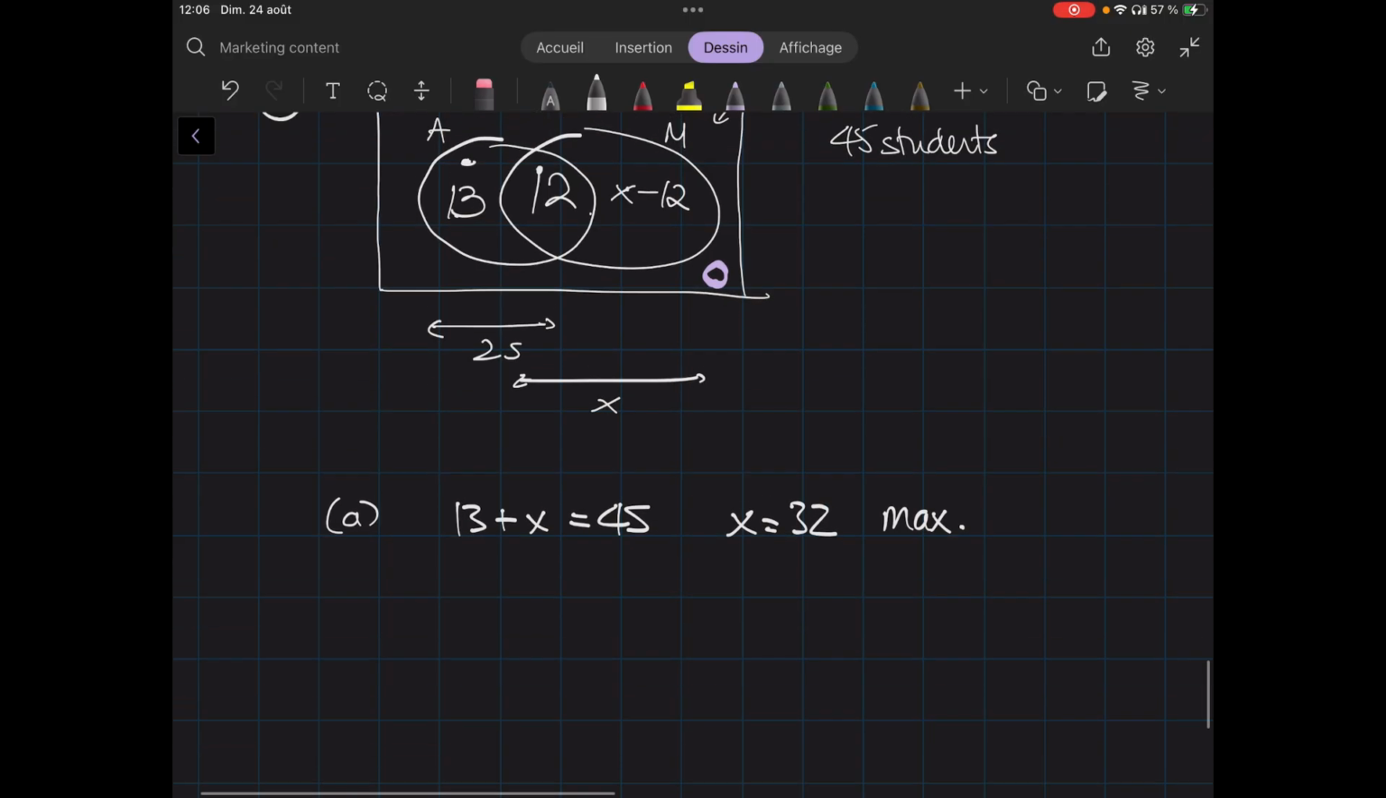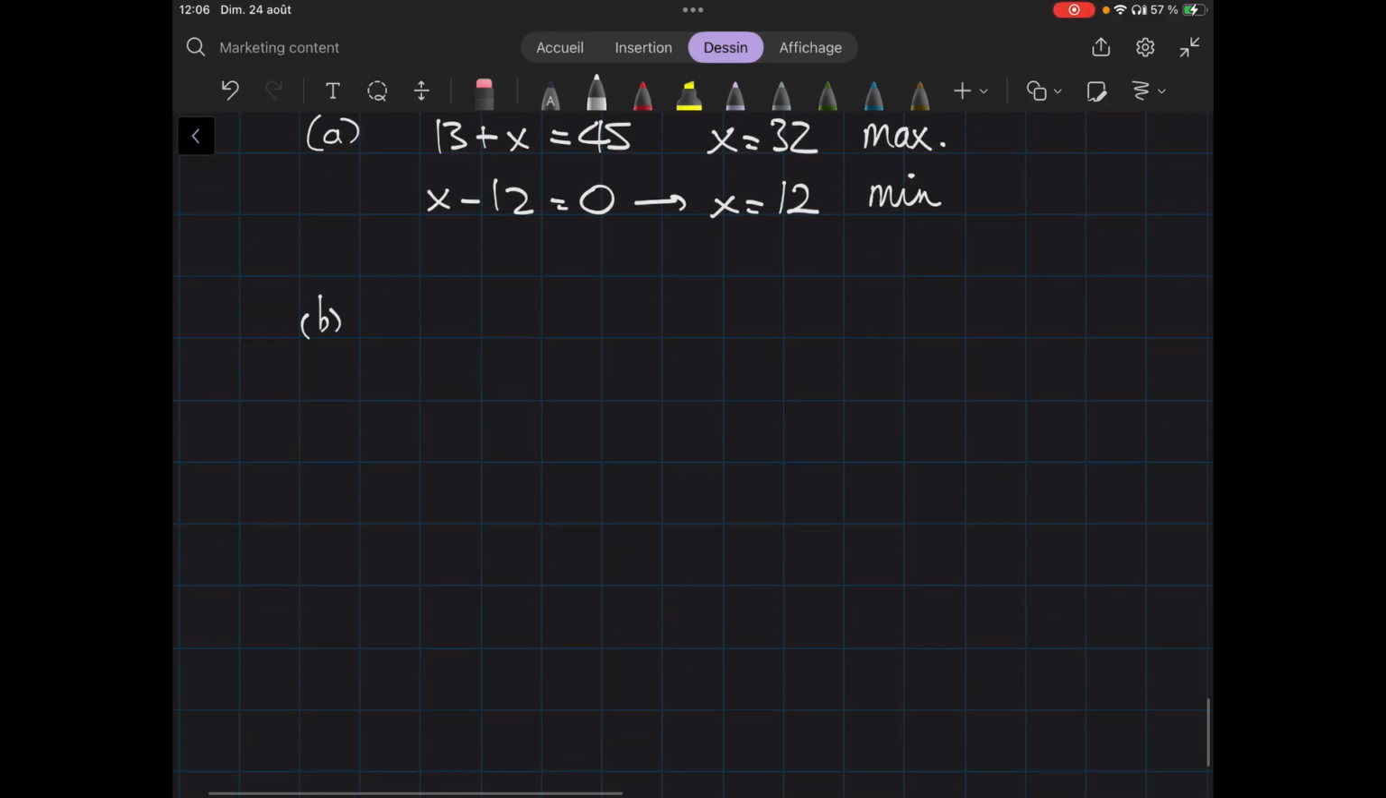Furthermore, this number right here must not be negative. So the absolute minimum we have is 12, because we cannot have a negative number of students taking music only. Therefore, x has to be between 12 and 32.